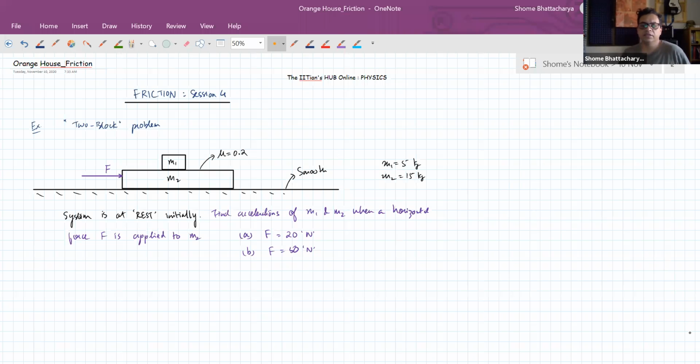So just make a note of the data of the question, then we'll start discussing. Okay, so let us start by understanding the free body diagrams when this kind of force is applied, and from that we will understand what kind of acceleration is possible for the system and whether or not it is possible for the system to even remain at rest.